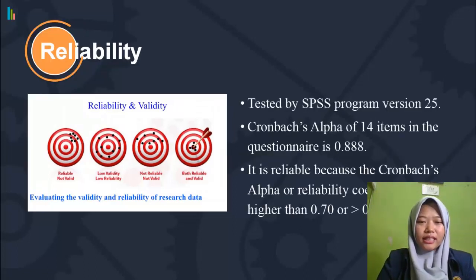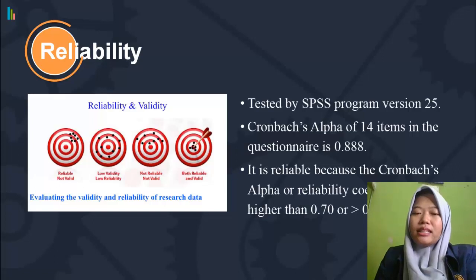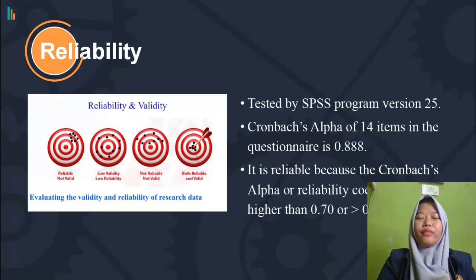Next, reliability test. The reliability test is the same as the validity test. Here it was tested with the SPSS program version 25. And the results show that the Cronbach's alpha of the 14 items in the questionnaire is 0.8. It means that the instrument is reliable because the Cronbach's alpha reliability coefficient is higher than 0.7.